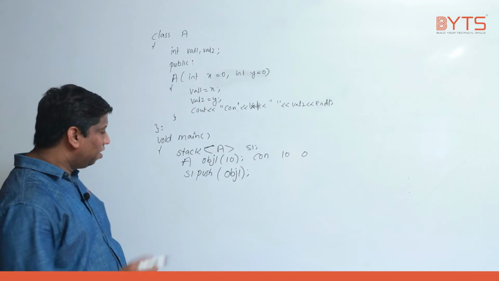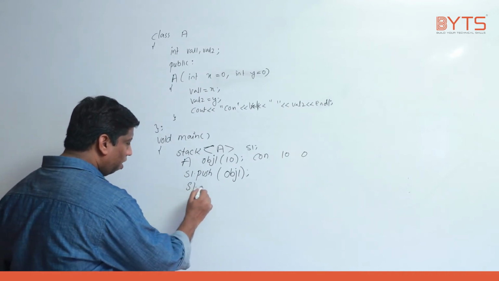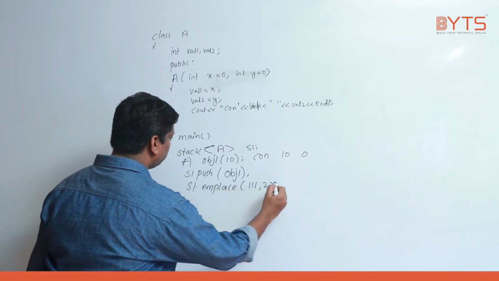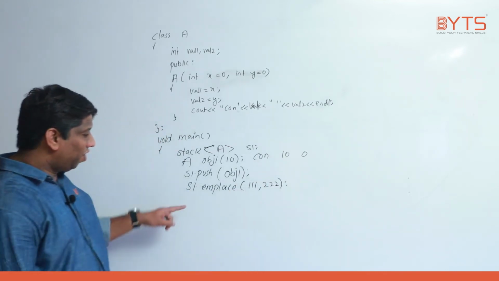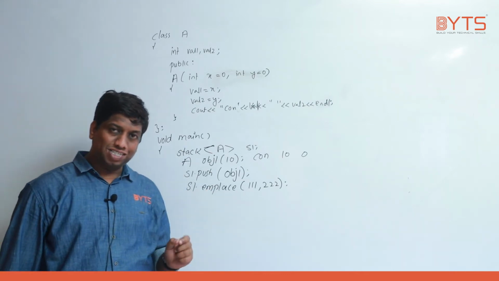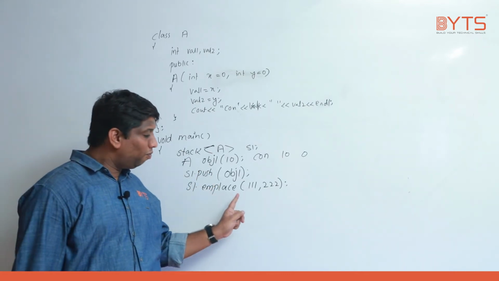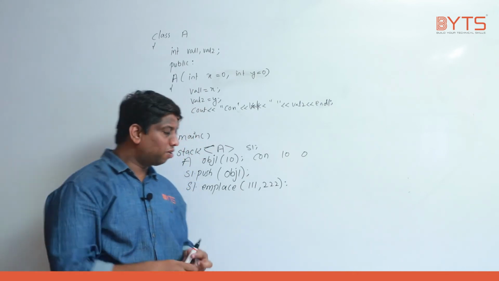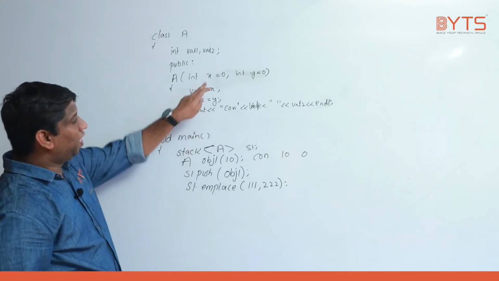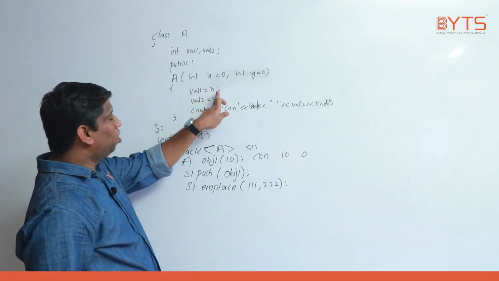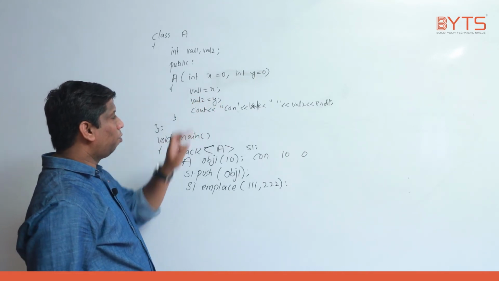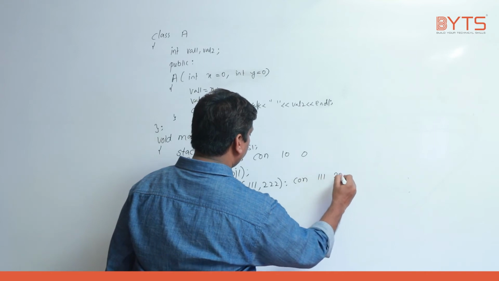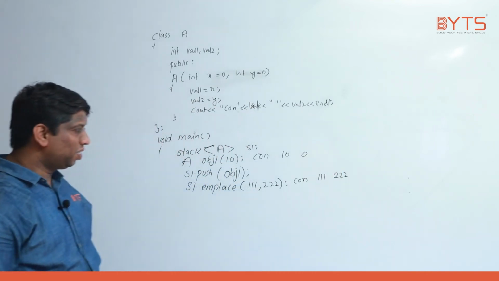Now listen carefully. What I am trying to do now is s1.emplace(111, 222). This is very important, understand. Whenever I am using s1.emplace, internally an object is created and 111 and 222 are passed into that object. So x value is 111, y value is 222, x value copied to val1, y value copied to val2. So what will be the output at this time? Constructor 111, 222, constructor 111, 222. I hope this is very clear, right?